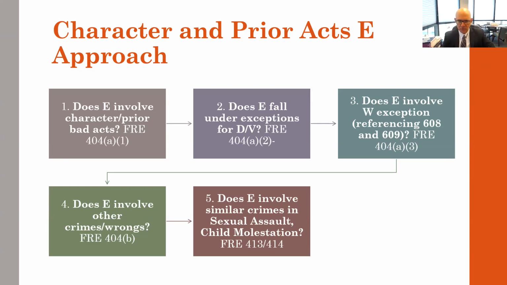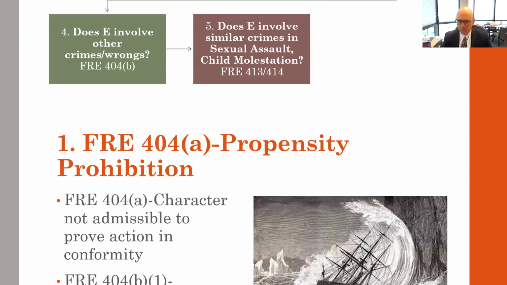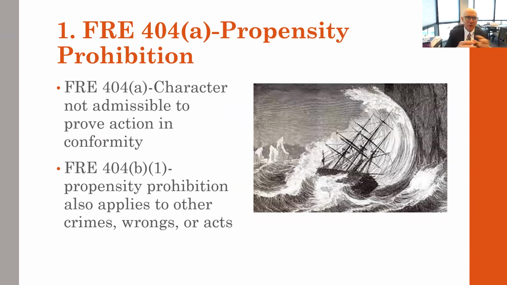So here, let's first start by talking about the propensity prohibition. Of course, according to Federal Rule of Evidence 404(a), character is not admissible to prove action in conformity. The fact that I'm a liar doesn't mean that I lied this time. That's basically what the rule is entitled to do. The fact that I'm violent doesn't mean that in this instance I was violent. And that same prohibition applies not just for character, but also for specific acts. So again, the idea is that a defendant should be judged for what they did, not who they are. That's the propensity prohibition.